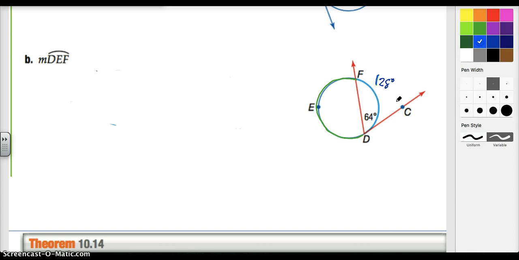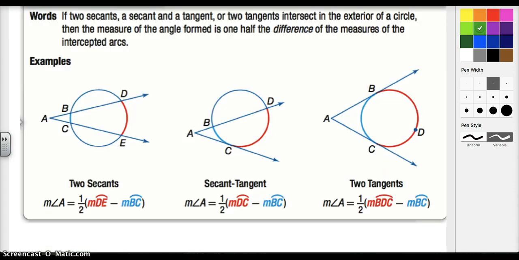Now that we've got that 128 arc, we know that the arc we're talking about has to be 360 minus 128, because the whole circle has an arc measure of 360. Does that make sense? And therefore, for this green arc here, for arc DEF, we get 232 degrees.